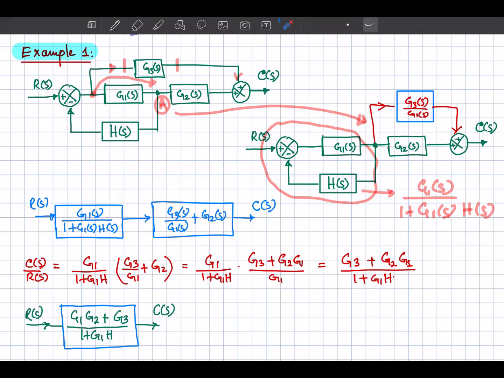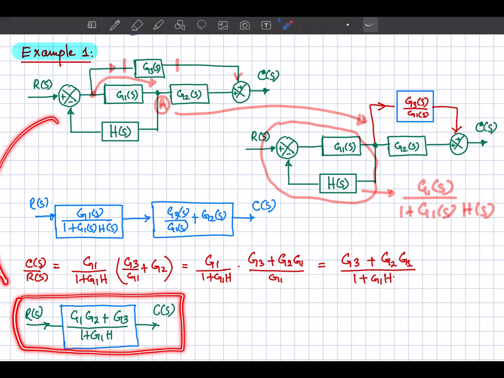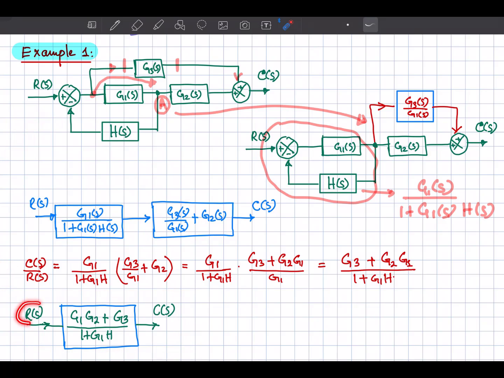Now these two will be in series, so we can simply multiply their gains, and that you can see over here, the gain of this part and then the gain of this one. If these two are multiplied, we will get this one. So this is going to represent this control system in terms of the single transfer function, right? So R of S is the input, C of S is the output. So the net gain is G1 into G2 plus G3 divided by 1 plus G1 into H1.